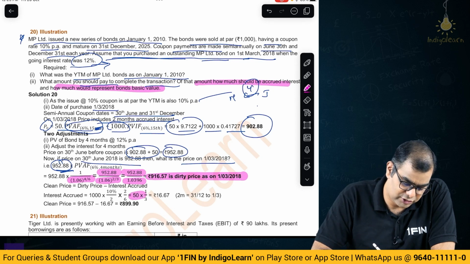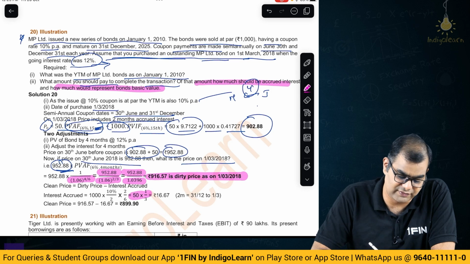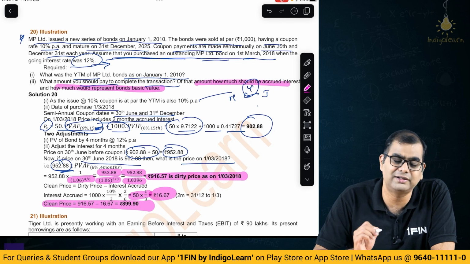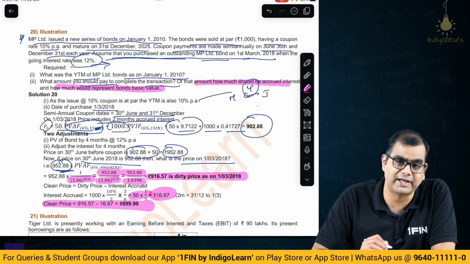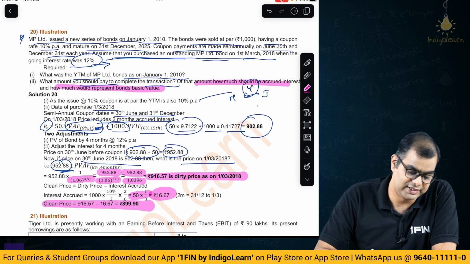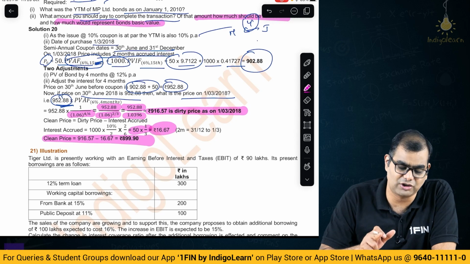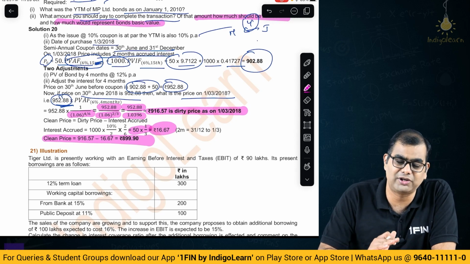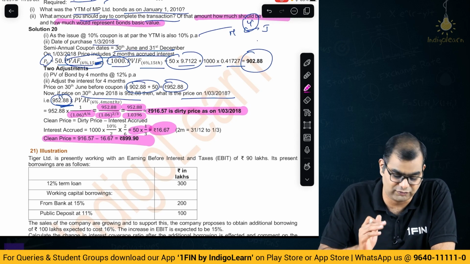So 50 into 2 by 6, which is 1 by 3, which is 16.67. So this 916.67 includes 16.67. So clean price or the basic value of the bond is 916 minus 16, which is 899.9. I think it is very similar to the problem that we solved when I was trying to explain. It's a very simple concept, just that you have to be careful of what you are doing.